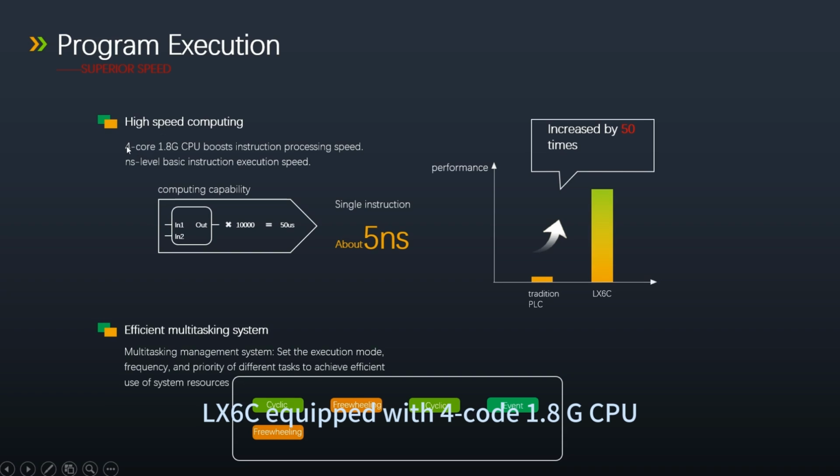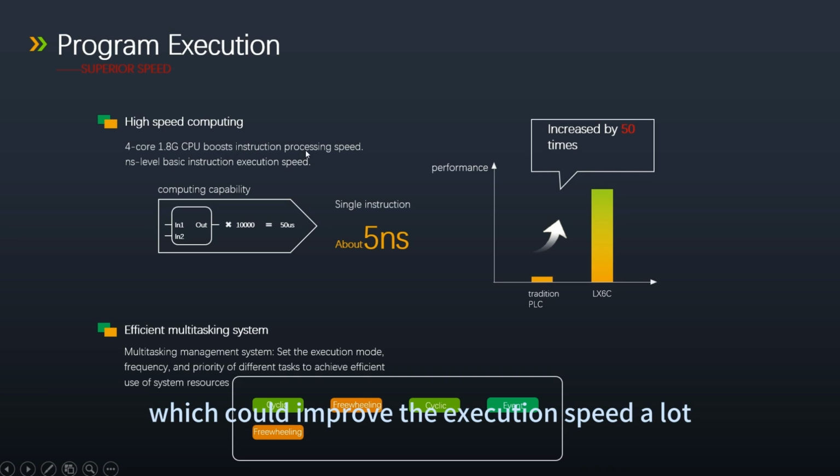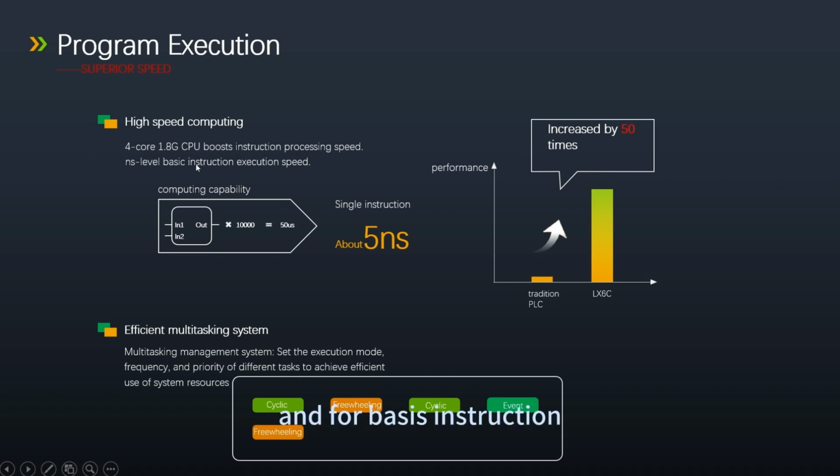LX6C is equipped with a 4-core 1.8G CPU, which can improve the execution speed a lot. For basic instructions, the execution speed is at the nanosecond level. For single instructions, it's about 5 nanoseconds. Compared with traditional PLCs, LX6C has increased the execution speed by 50 times.